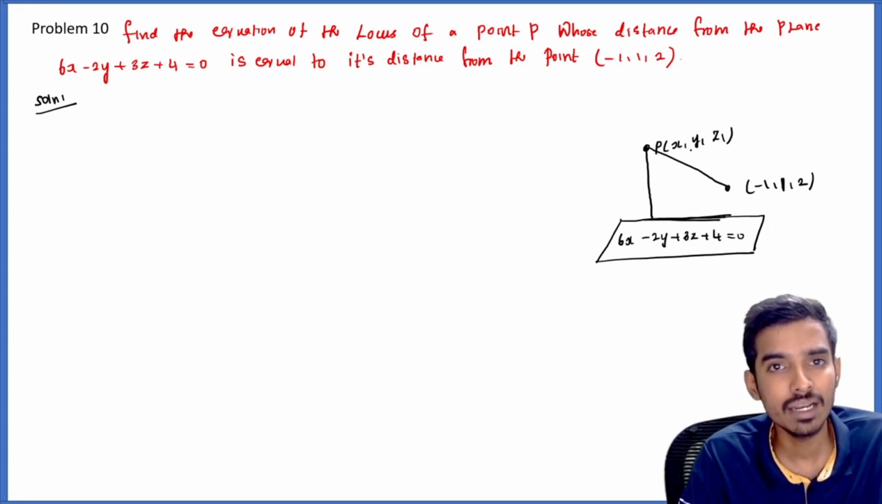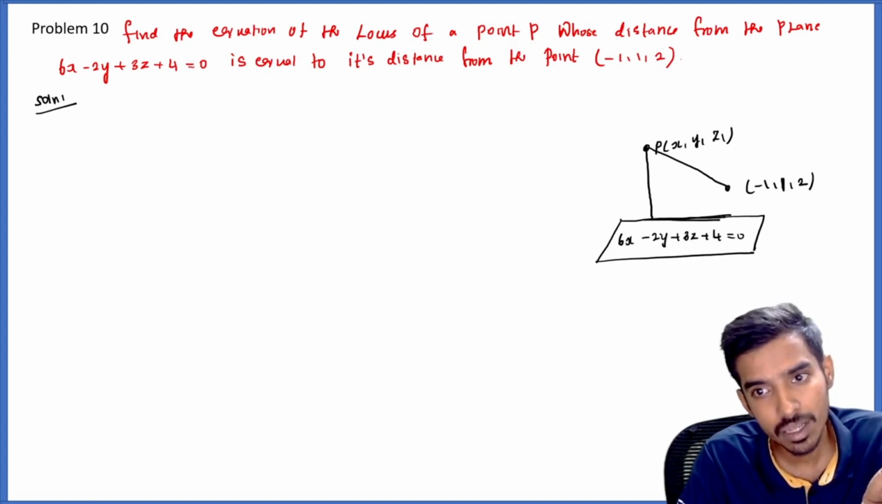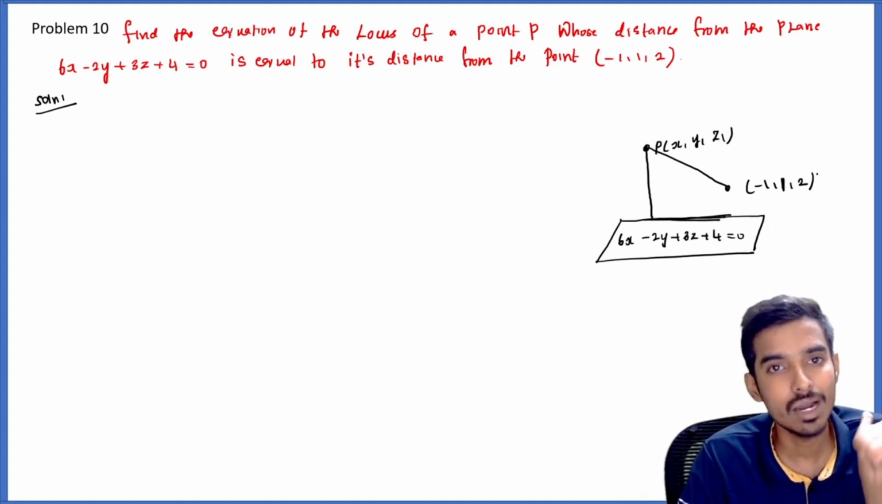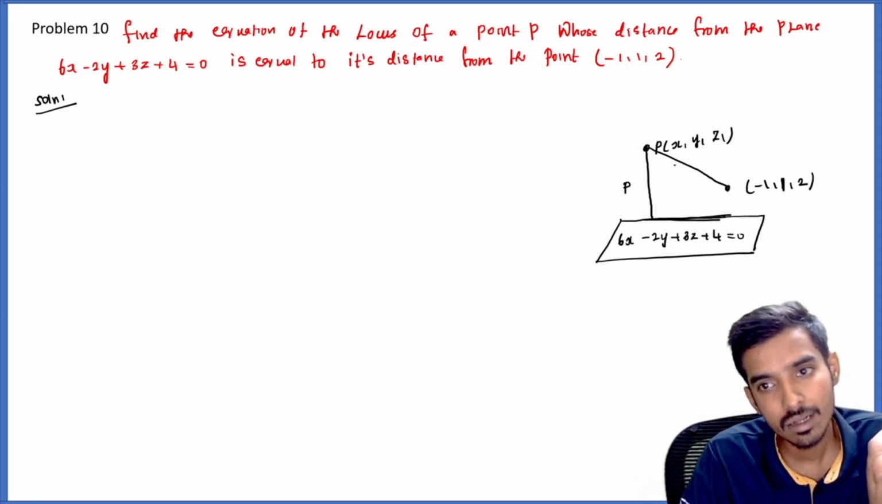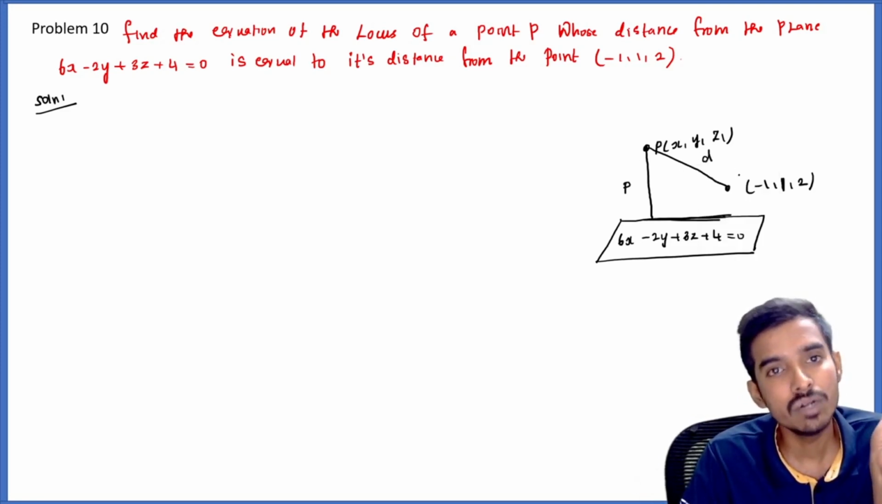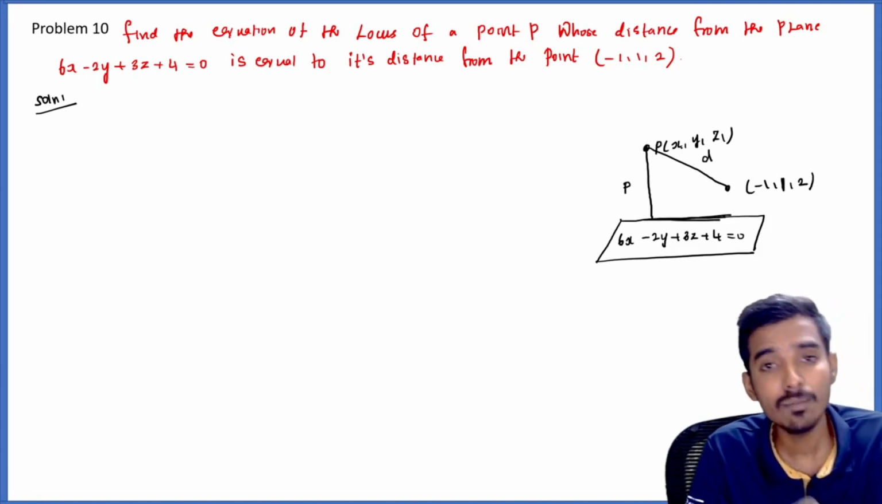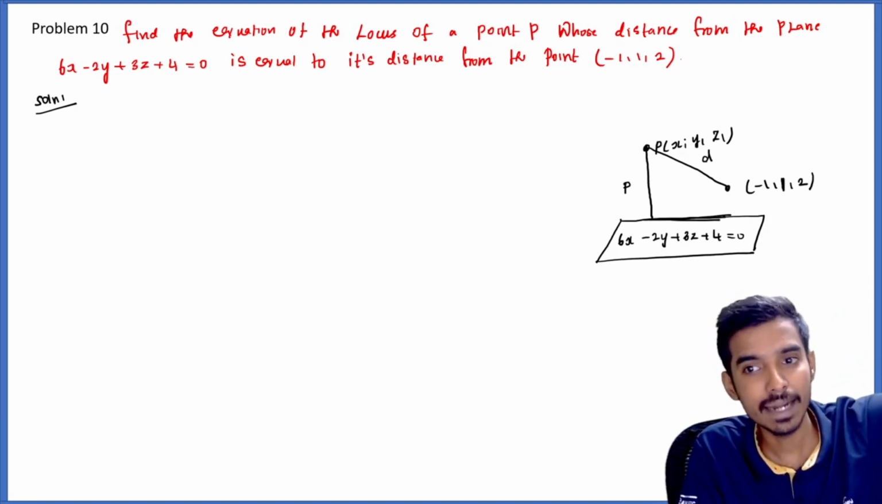So there can be many points, right? There can be many points x1, y1, z1 that satisfy this condition. What is the condition? That x1, y1, z1 should satisfy the distance from that point to the plane is same as the distance from that point to minus 1, 1, 2, right? Let us call this as P, and let us call this as D. That means P has to be equal to D, right? So we need to find all those points. It is not possible to find all those x1, y1, z1, right? There are infinitely many x1, y1, z1 that can satisfy this condition.